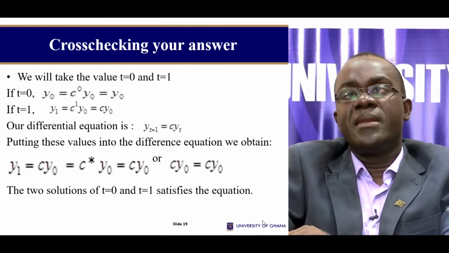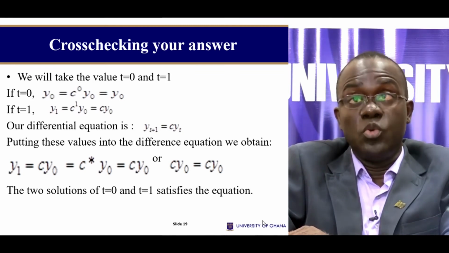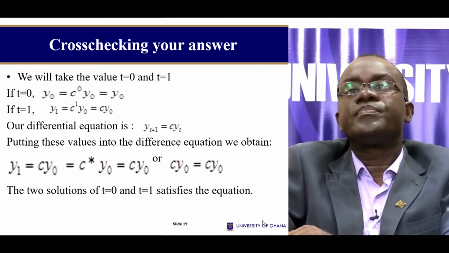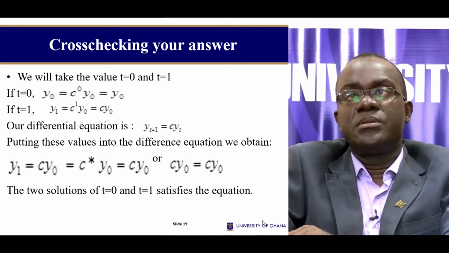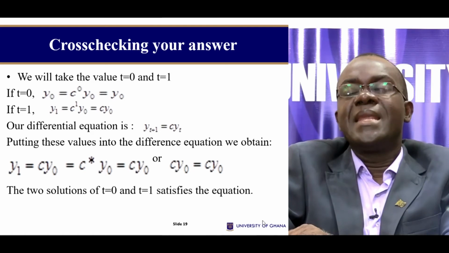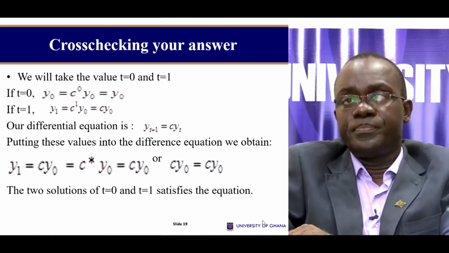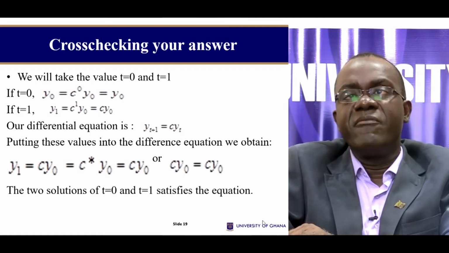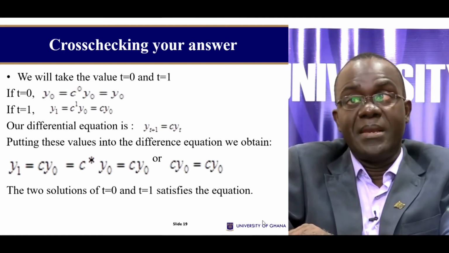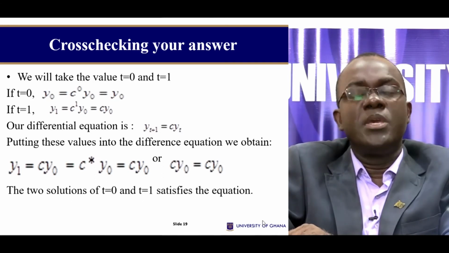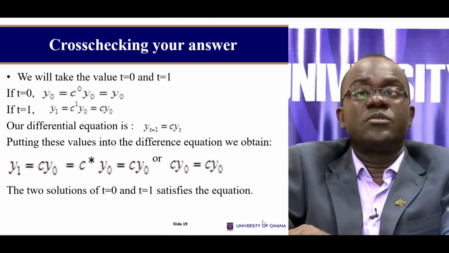When t equals 1, we slot it into the solution. We are slotting t equals 0 and t equals 1 into the solution that we have. So we get these equations: y0 equal to y0, of course, and then y1 is equal to c·y0. Now, this is our original differential equation. What it means is that when we take these successive values, y1, and slot it here, and then we maintain this c and put in y0, they should be equal. If they are not equal, it means our answer is not correct.